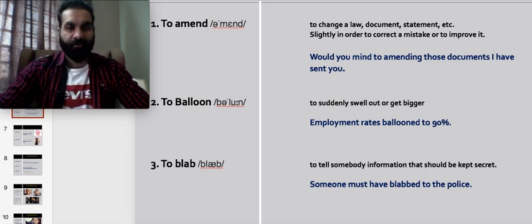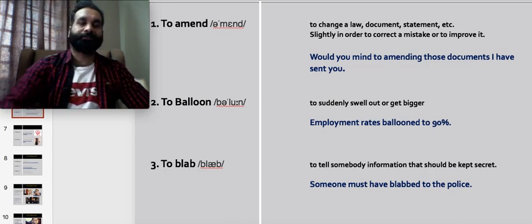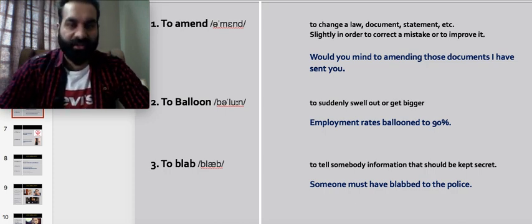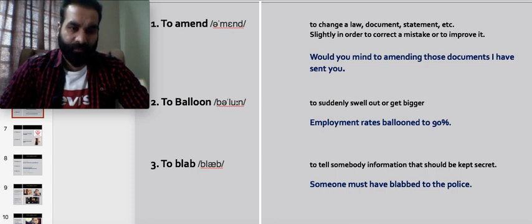Just take a look. The first word, that is to amend. It is basically to change. Maybe a law, a document, or a statement. For example, would you mind amending those documents I have sent you?